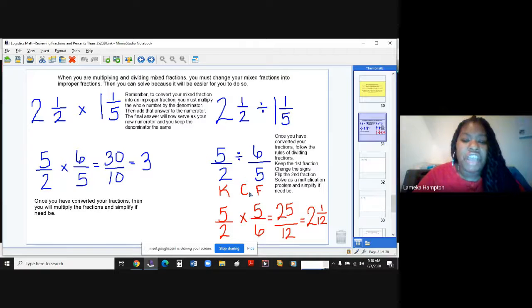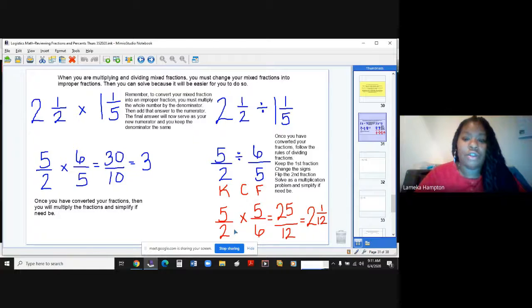You are going to change your division sign to multiplication, because remember, division and multiplication are inverse operations. Okay, and then you are going to flip the second fraction. So instead of us saying 6 over 5, we now are going to use the reciprocal or the flipped fraction, which is 5 over 6. And what do you know? We have a multiplication problem.